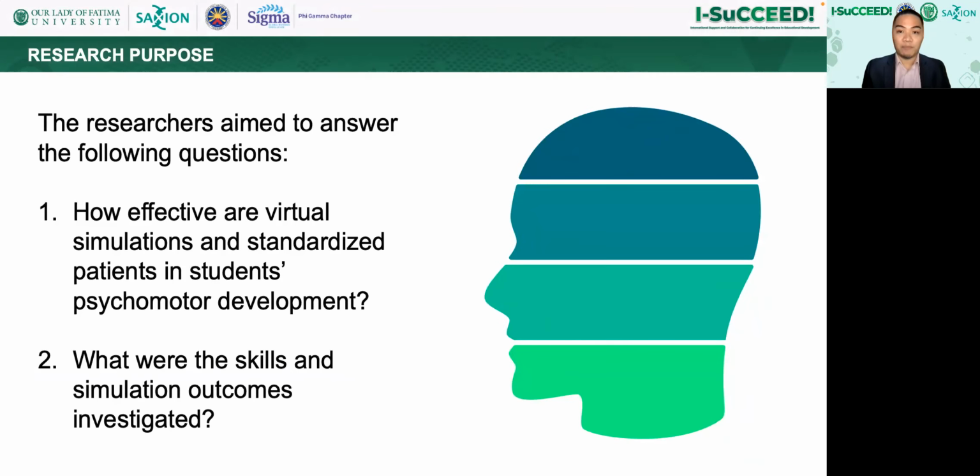The researchers aim to answer the following questions. How effective are virtual simulations and standardized patients in student psychomotor development? Second, what were the skills and simulation outcomes investigated?